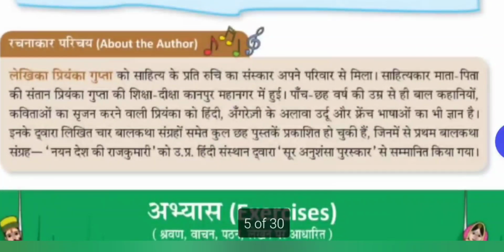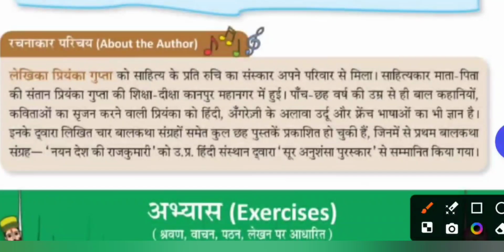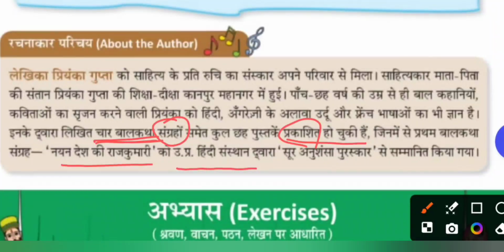इसके द्वारा लिखित 4 बाल कथा संग्रहों समेत कुछ 6 पुस्तकें प्रकाशित हो चुकी हैं. 6 books have been published, प्रकाशित, published, which are stories. 4 children's story collections have been published. जिनमें से प्रथम बाल कथा संग्रह, the first collection of stories for children, नयन देश की राजकुमारी को उत्तर प्रदेश हिंदी संस्थान द्वारा सुर अनुशंसा पुरस्कार से सम्मानित किया गया, and it has been awarded. This collection of book has been rewarded from Uttar Pradesh, the Sur Anushansa Puraskar has been awarded for this book.